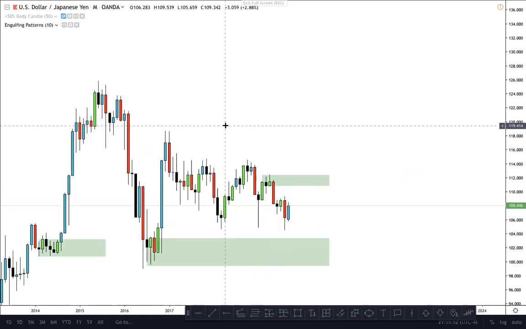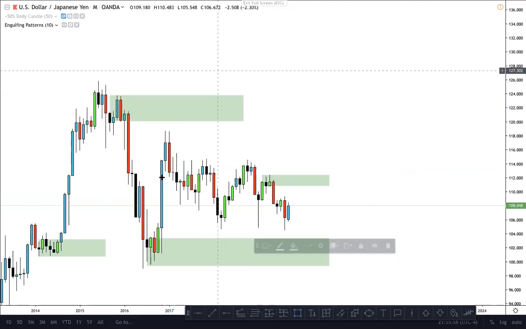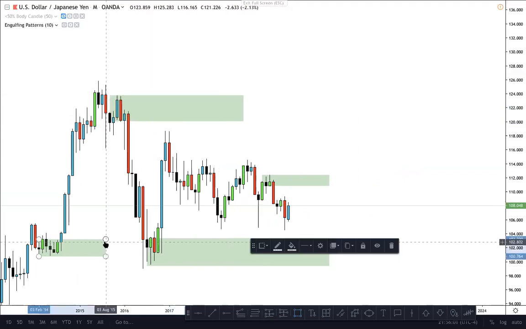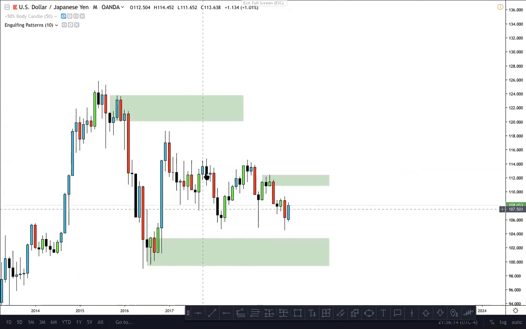So we know that this is the next valid supply zone. Let's say none of this happened yet, right? So we would wait for the market, if you trade on the monthly chart, to get to either one of these zones, right? Now we can see the market rally, drop, rally, drop.